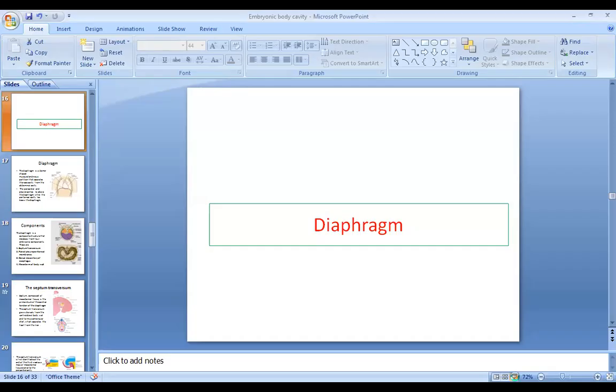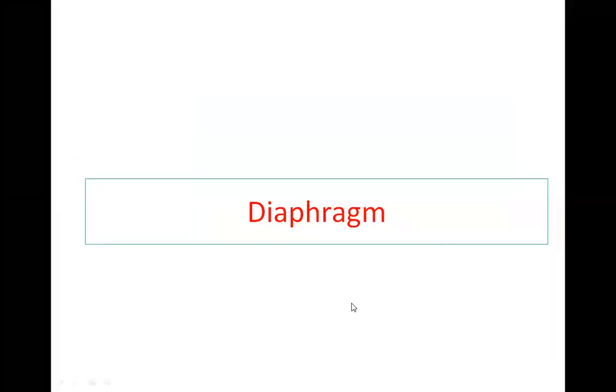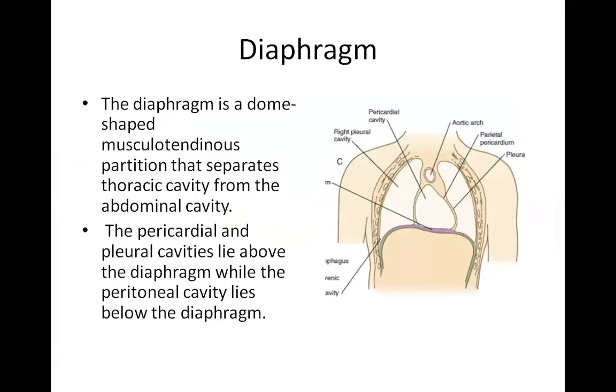I'll continue with the second section of the lecture, that is the development of the diaphragm. You get a full question on the development of the diaphragm. So what is a diaphragm? It is a dome-shaped musculotendinous partition which separates the thoracic cavity from the abdominal cavity.